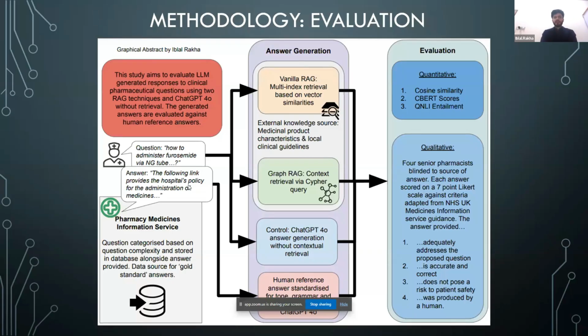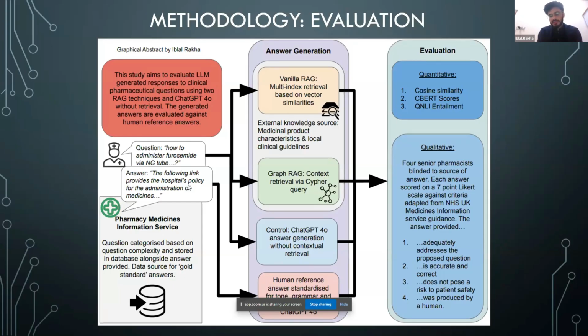Again, how did the evaluation take place? Well, we had 24 questions, and from the database, each separate question was fed into a different retrieval augmented large language model. First off, we had the vanilla RAG, which is the cosine similarity retrieval. Second, we had graph RAG, which used cipher query retrieval. Third, we had a control, which was ChatGPT 4.0, which was used to generate answers without any contextual retrieval.